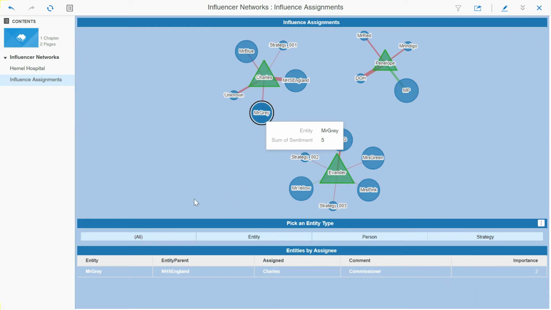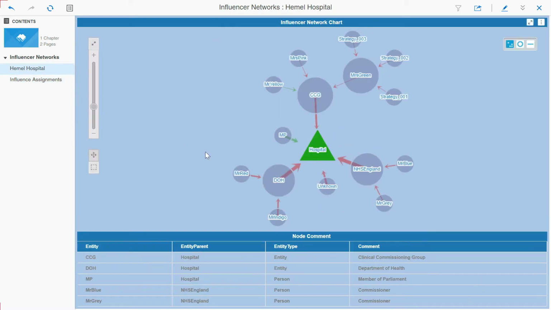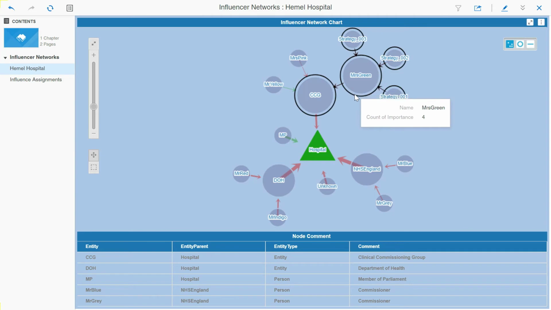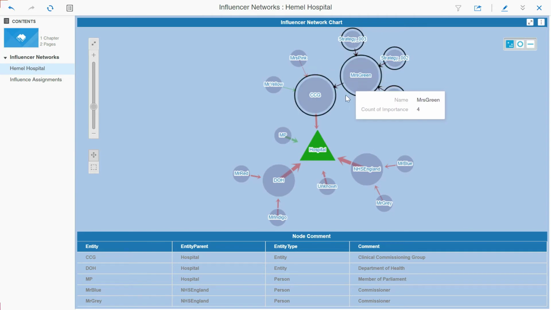We can also view all sorts of things. Let's switch back to Hemel Hospital. I'm not going to dwell too long on this because this is about hyperintelligence. But the idea is to show you that we've got a strategy network there, an influencer network, where we can track strategies that apply to people, and we can see the progress of turning these arrows from red to green.